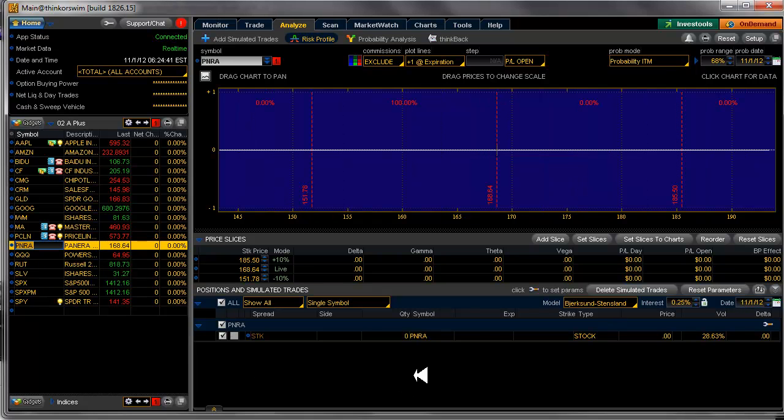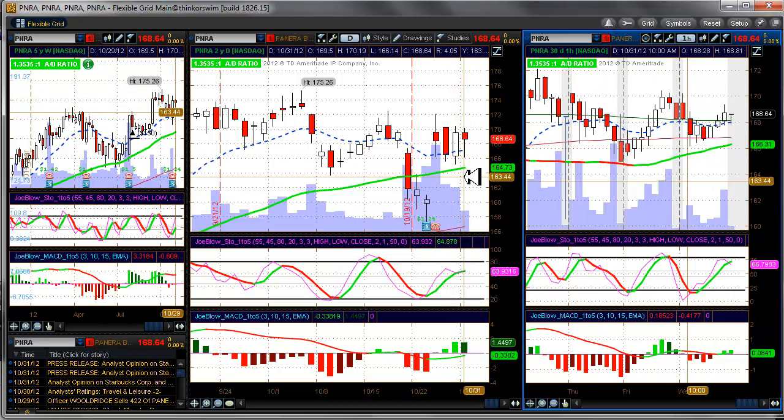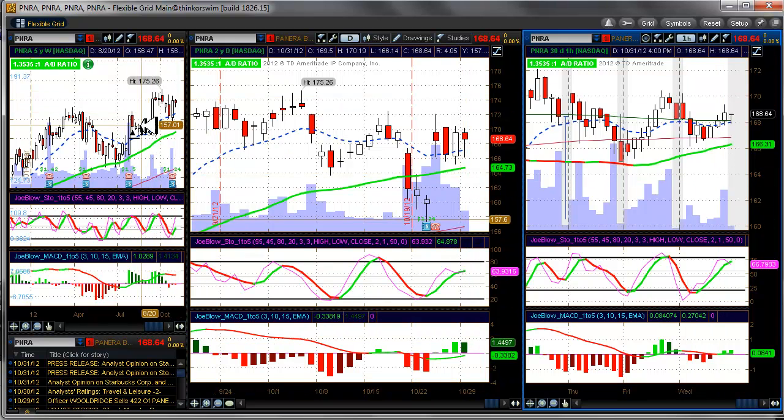Panera Bread. I don't see anything here. I don't see anything developing. We're in an uptrend, but I'm just not liking this price action here. Yeah, I don't know what's going on here with Panera.